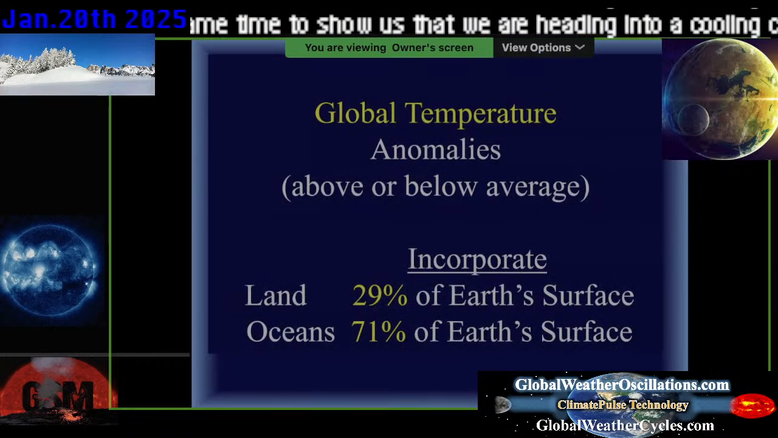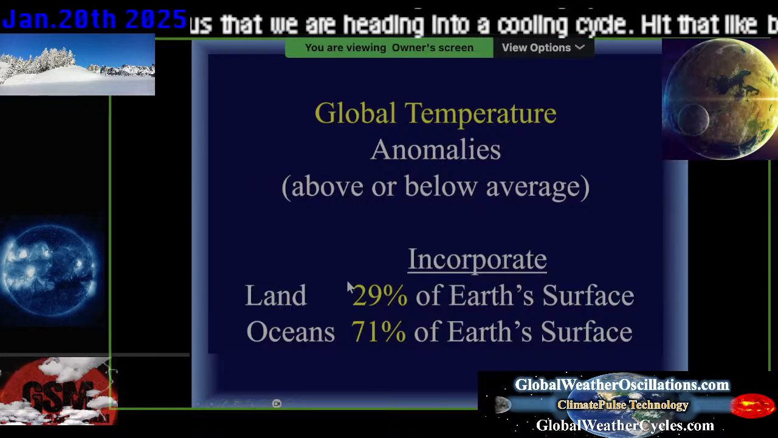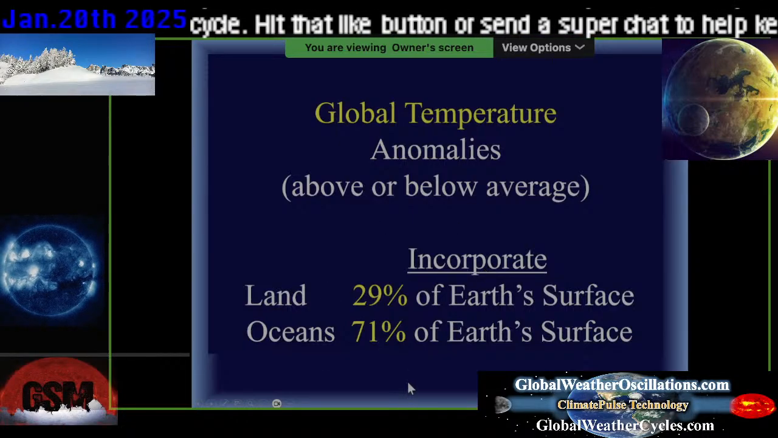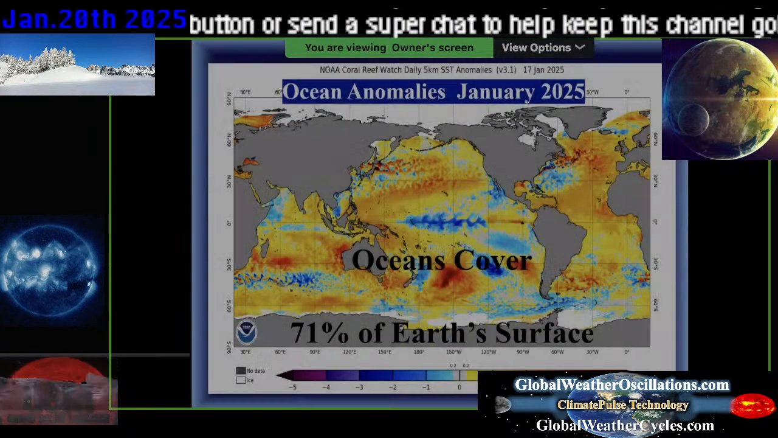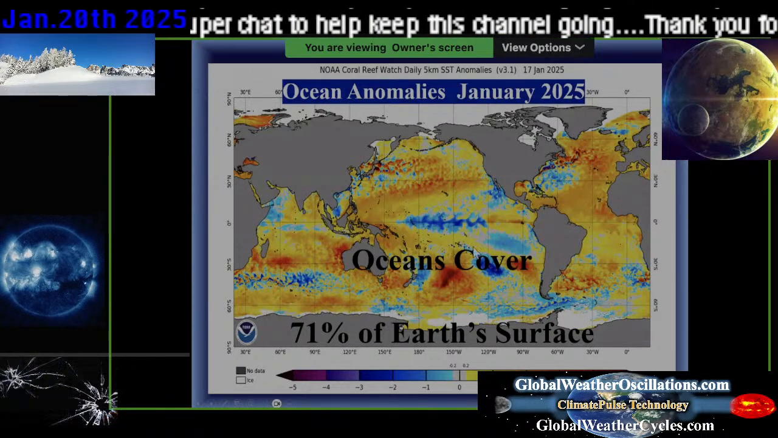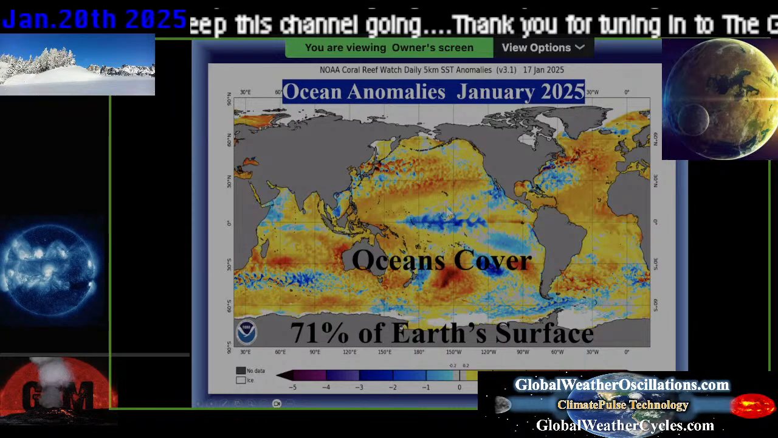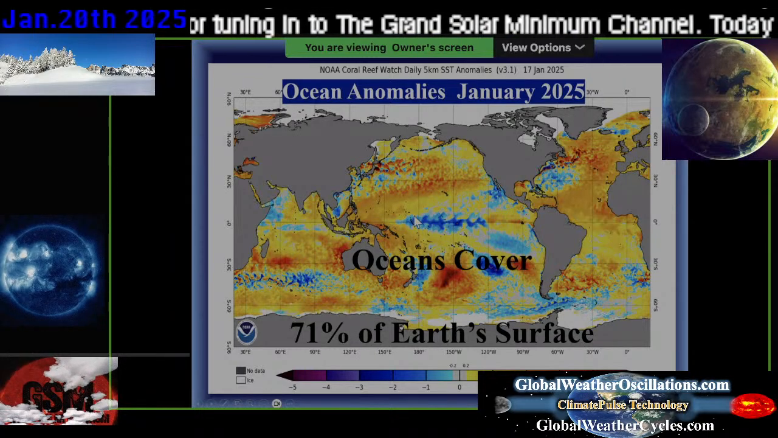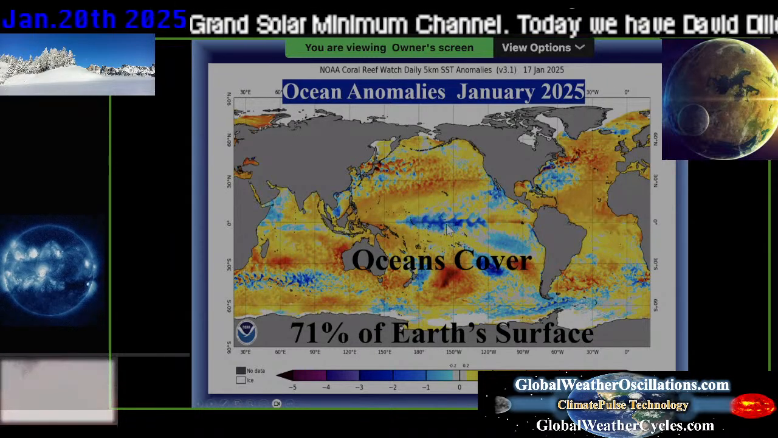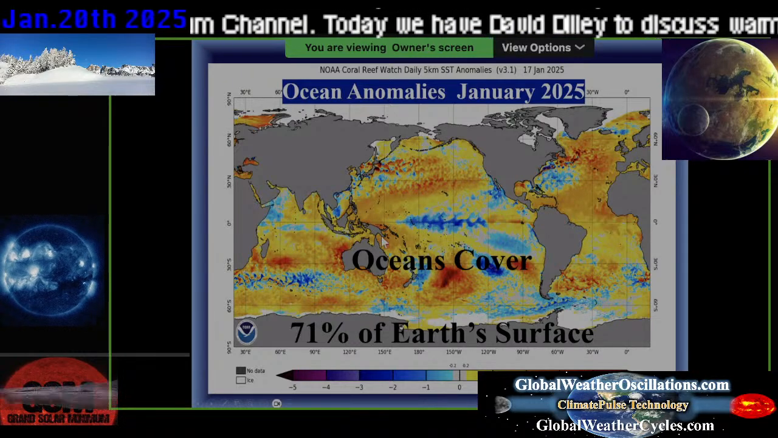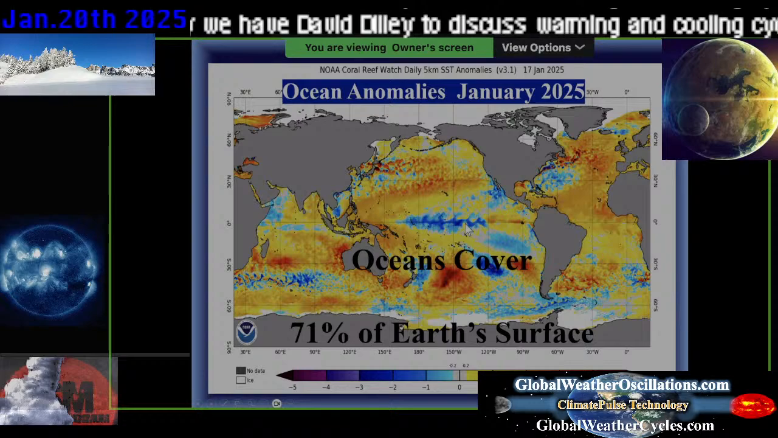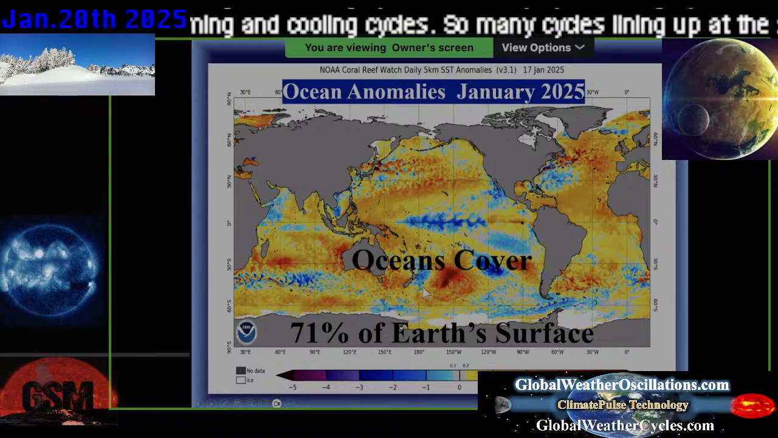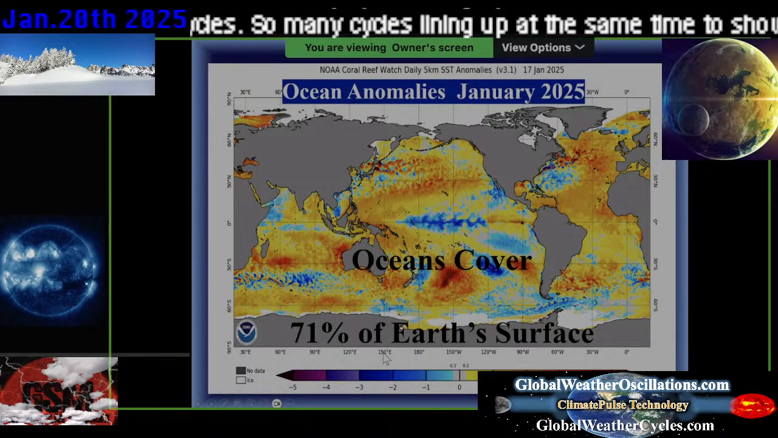So global temperature anomalies, above or below average, incorporate 29% of the Earth's surface is land, 71% is oceans. And this is January 2025, showing all the ocean water temperatures, anomalies above or below normal. The blue in the center there, along the equator in the Pacific, the blue means it's cooler than normal. We have a La Nina occurring, and we're going to talk about it, La Nina, what that does. But the rest of the oceans are pretty warm. The orange to red, the red area is extremely warm. So you can see the oceans are pretty darn warm.